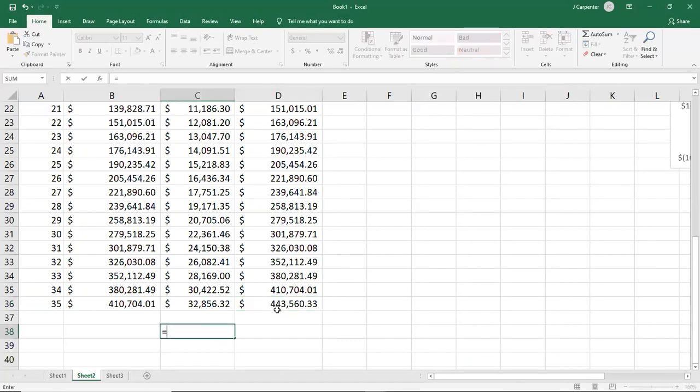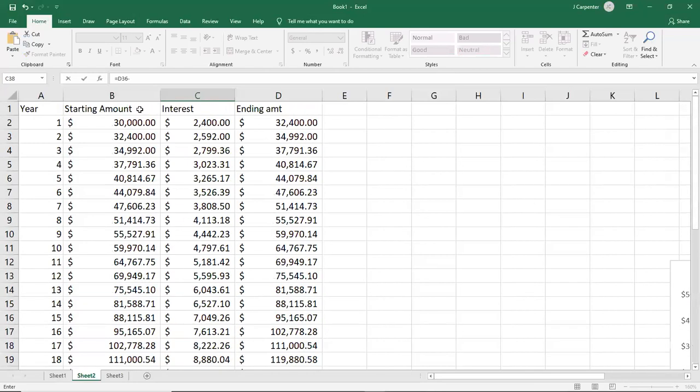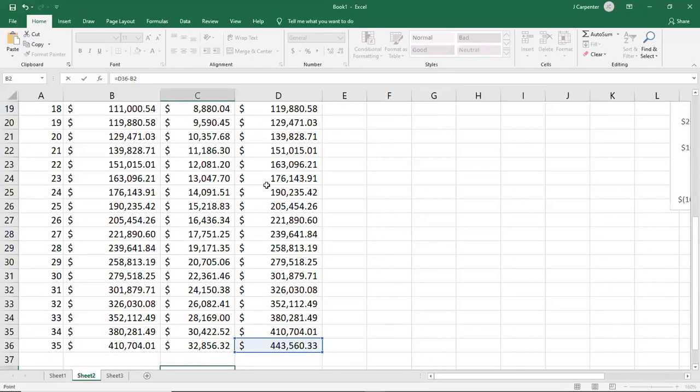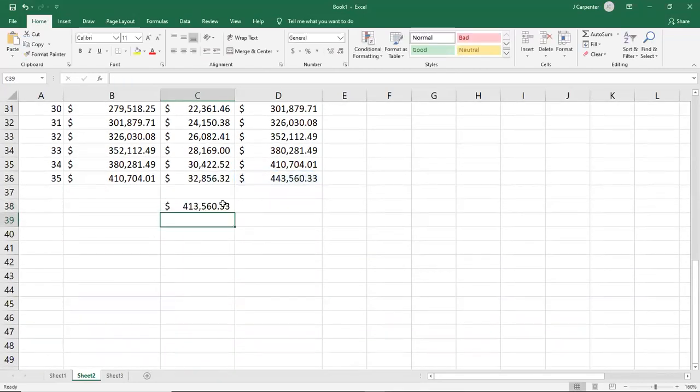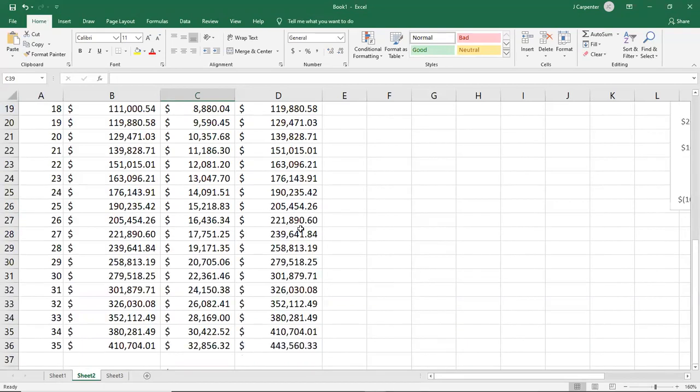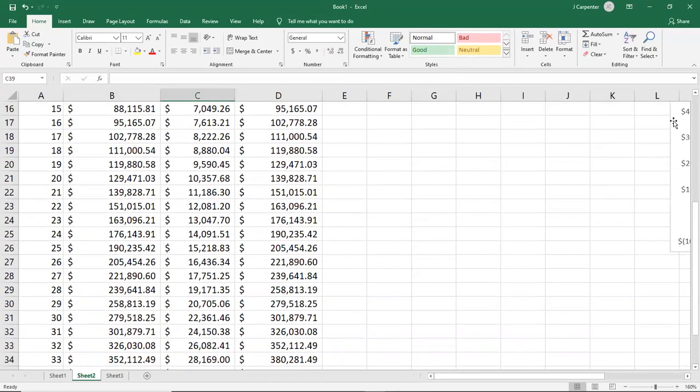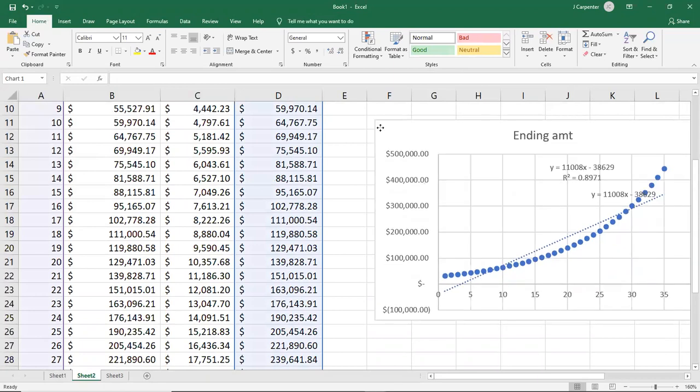Let's just go equals. Let's take the ending amount and subtract the starting amount at 30 grand. Boom, $413,560.33. That's our interest. That's our free money. We put away 30 grand and we got $413,000. Lot of money. Let me tell you, just by saying, all right, I don't want that Jeep.